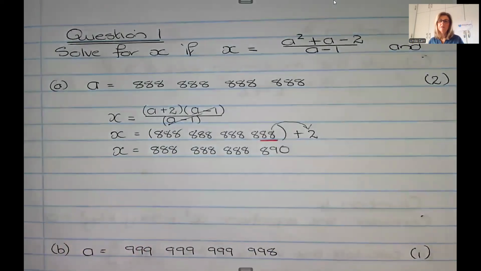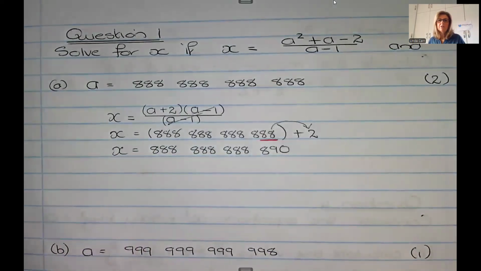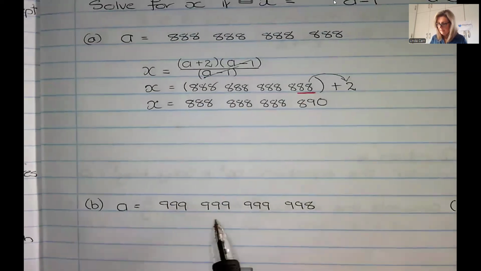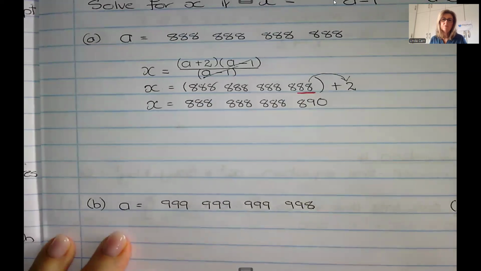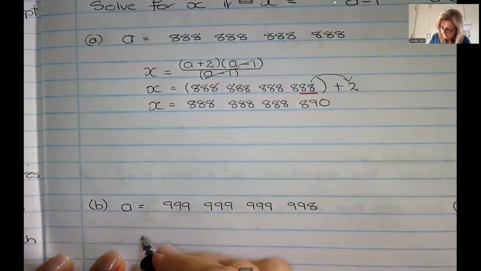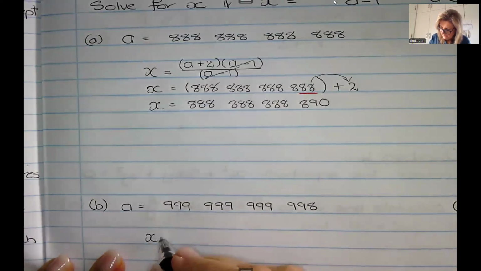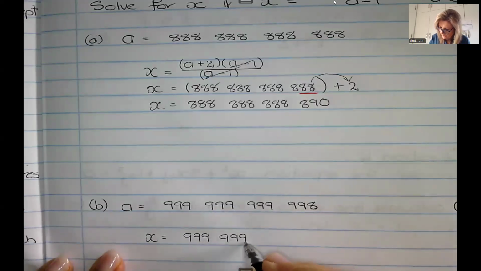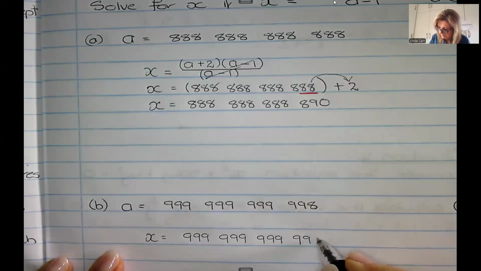And there is our final answer. But just for fun, I decided to add in my own one and say, what would your answer be if it was nines with an 8 at the end? So now remember, the difference would be that you have a whole lot of nines which have to round up.